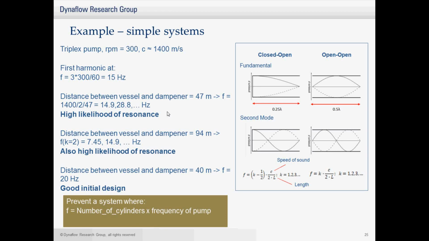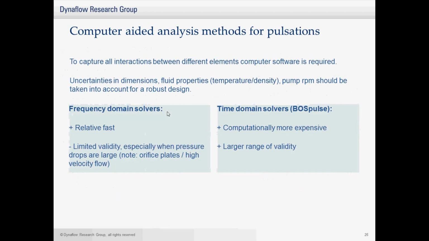If you don't have that many branches or T connections, you only have one boundary condition, one injection point or something like that, one vessel in your system, then you can use this to approximate whether acoustical resonance will occur in your system. If you have more complex systems, you want to use a computer-aided analysis method to capture all these effects. And then also you want to use computer-aided analysis to include uncertainties in your dimensions, fluid properties, and pump RPM. And this is to allow for a robust design.